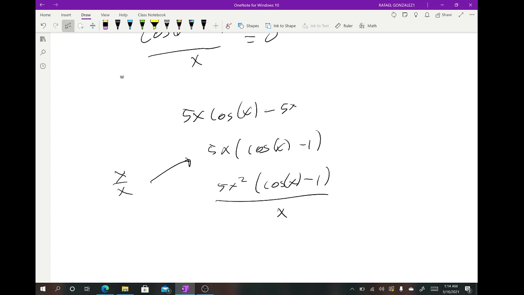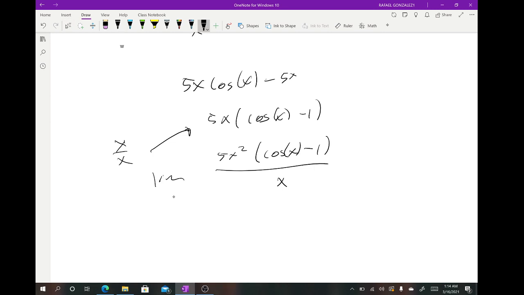But now you could separate them. So you could now write, as you're taking the limit as x goes to 0, 5x squared over x times cosine x minus 1 over x. This is going to be 0 by the definition given above. And then when you multiply 0 times this, that's also going to be 0. And you're good to go. So that will be the solution for a problem involving cosine.